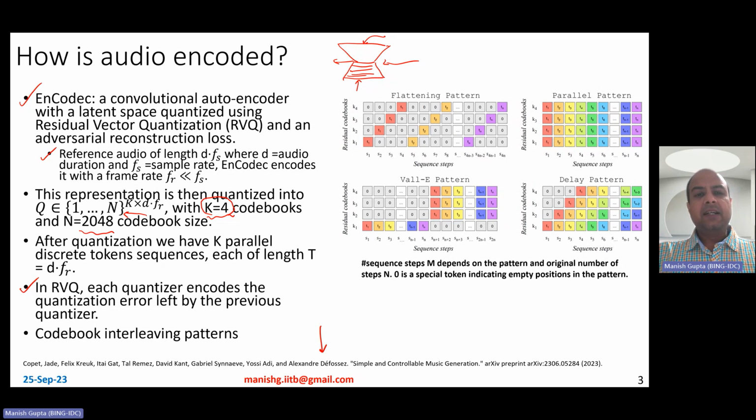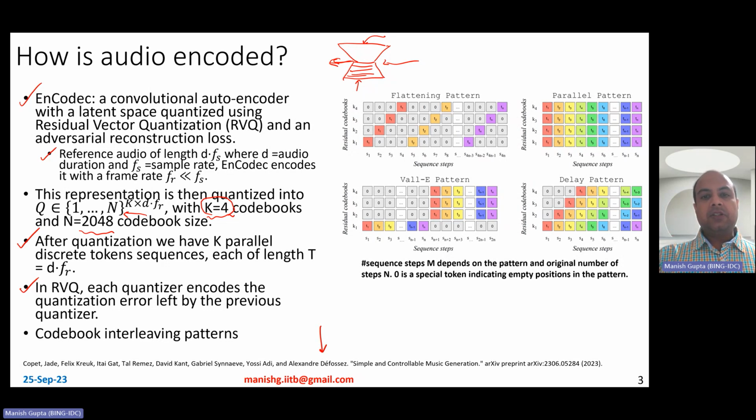So it basically means in residual vector quantization, the quantizations done by the next few codes are dependent on the previous few for the same time point as well, right? Now, after the quantization, essentially we have k parallel discrete token sequences, each of length T, and the length T of the quantized output is given by the length of the latent vector, which is d times fr, the reduced rate, with d being the overall audio duration.